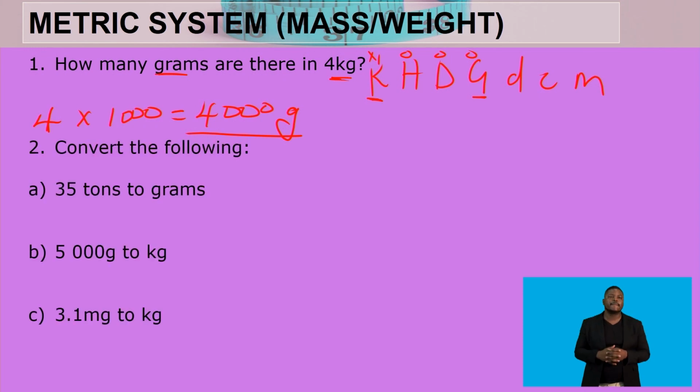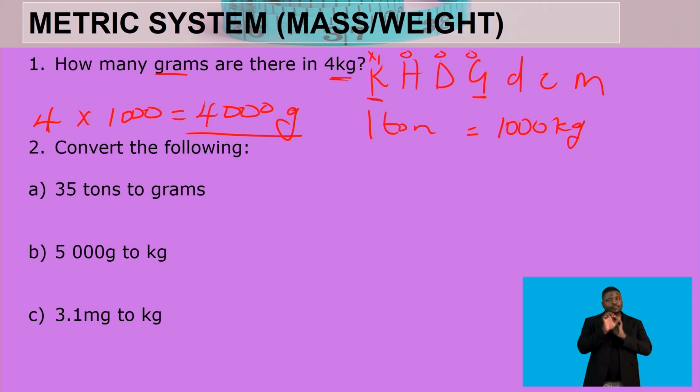Then question 2 says convert 35 tons to grams. Now remember, we said 1 ton is equal to 1,000 kilograms. It did not give us that 1 ton is equal to so many grams. It only gave us that 1 ton is equal to so many kilograms. But we know that we can convert from kilograms to grams. So what do we start with? We'll start by taking it to the known, then we go to the unknown.